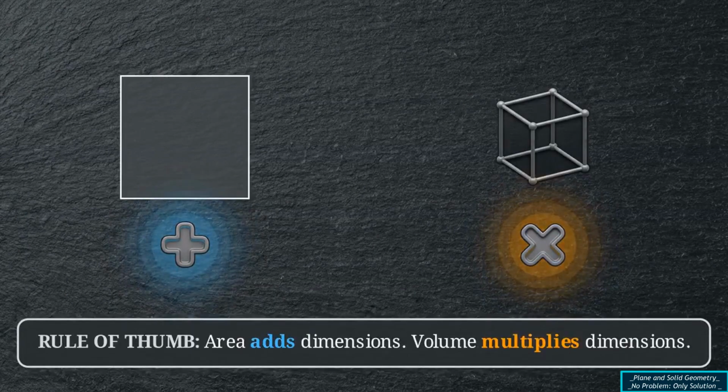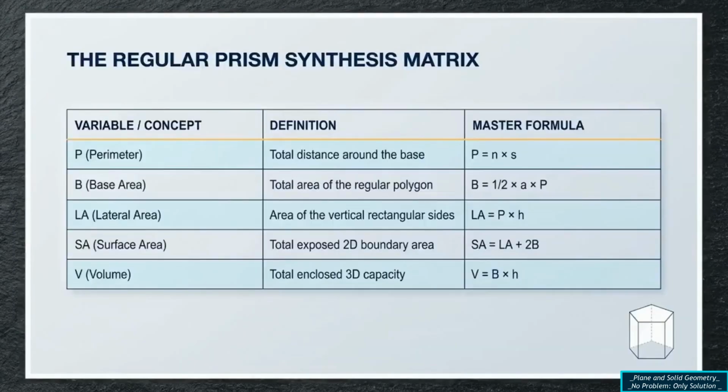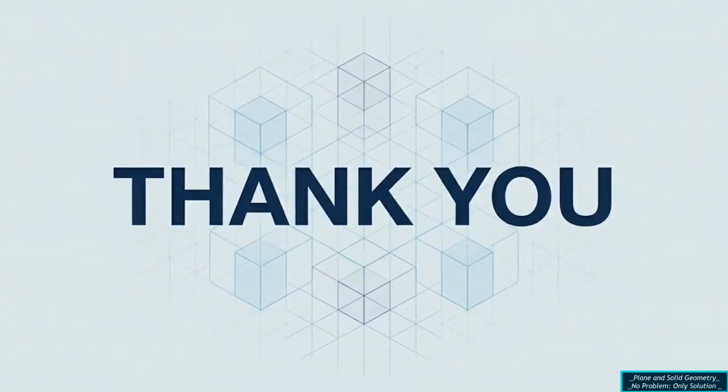While surface area is a calculation that adds flat dimensions together, volume is a calculation that multiplies those dimensions into a third axis. This matrix provides a complete summary of the system, governing every regular prism from its perimeter to its 3-dimensional capacity. Mastering linear extrusion prepares us for pyramids in the next lesson.